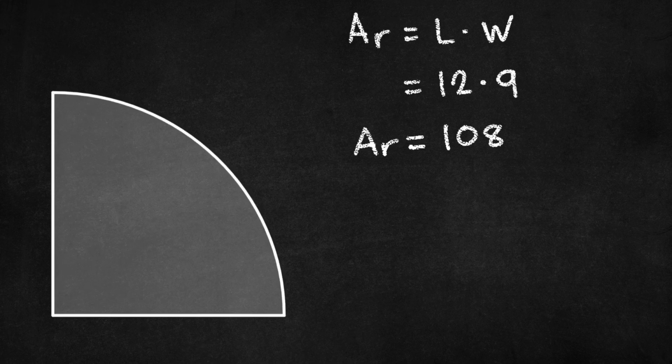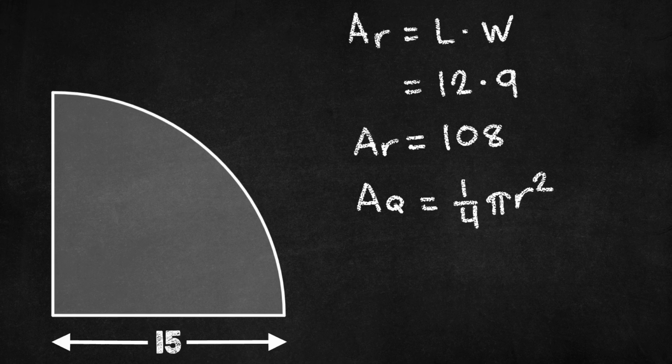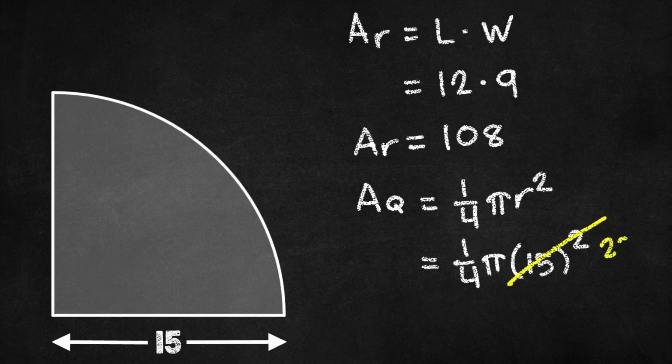Next, solve for the area of the quarter circle. The formula is 1/4 times pi times radius squared. Substitute the radius value, which is 15. 15 squared is 225, and upon estimating, the area of the quarter circle is approximately 176.7 square units.